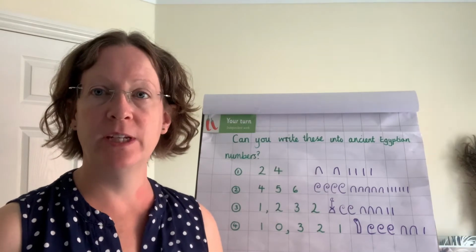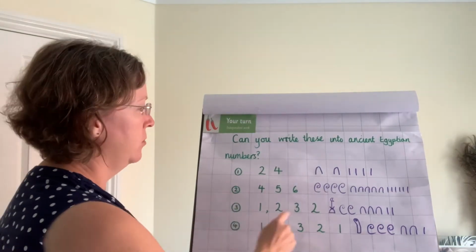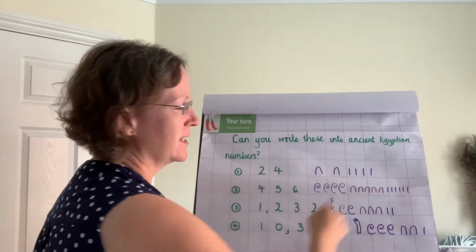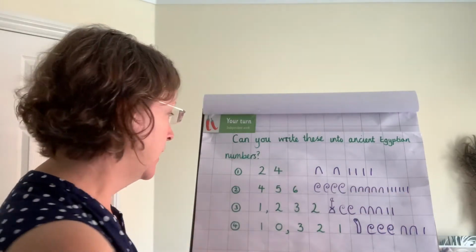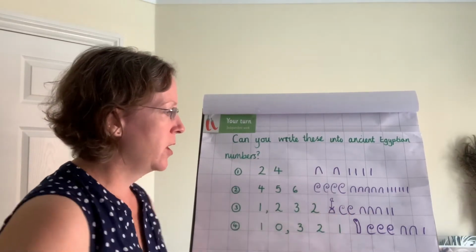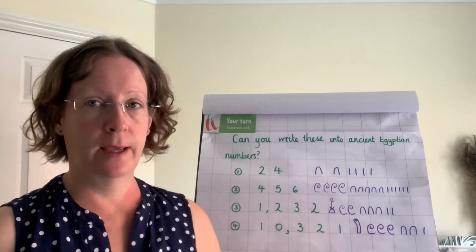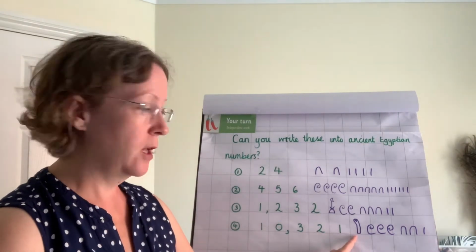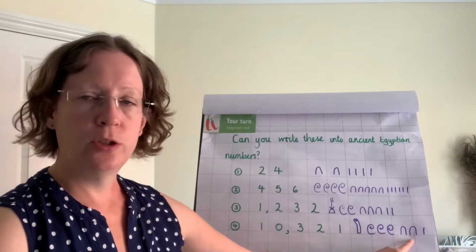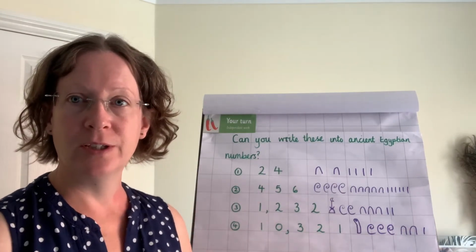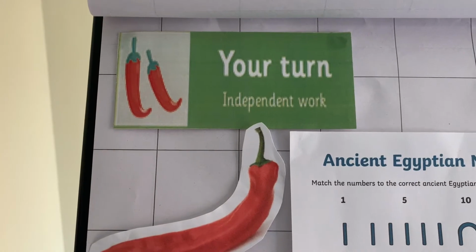Now remember that can be done in any order. For number 2, you'd have 4 coils of rope, 5 arches and 6 lines in any order. Number 3, you'd have the lotus flower, 2 coils of rope, 3 arches and 2 lines. And again, that could be done in any order. And for the last one, you'd need the finger, 3 coils of rope, 2 arches and 1 line. And again, in any order. Well done, guys.